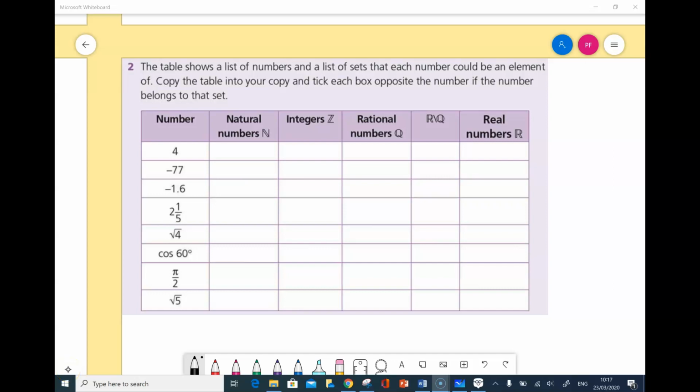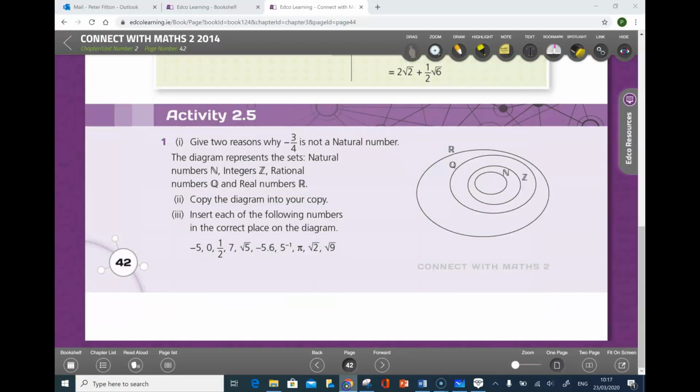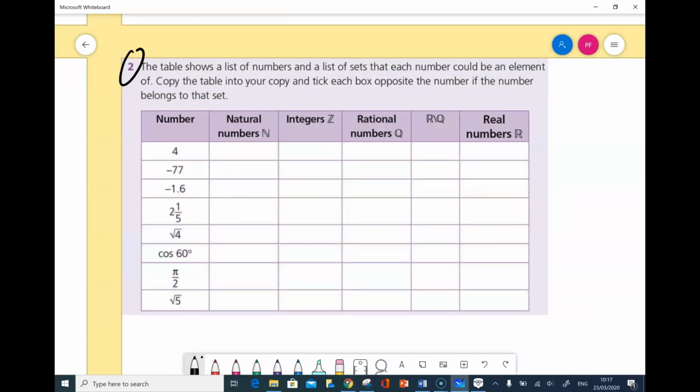Okay, question 2. This is on page 43. The table shows a list of numbers and a list of sets that each number could be an element of. Copy the table into your copy, tick each box opposite the number belongs to that set, and have a go with that. So 4, is it natural? Yep. Is it an integer? Yep. Is it rational?